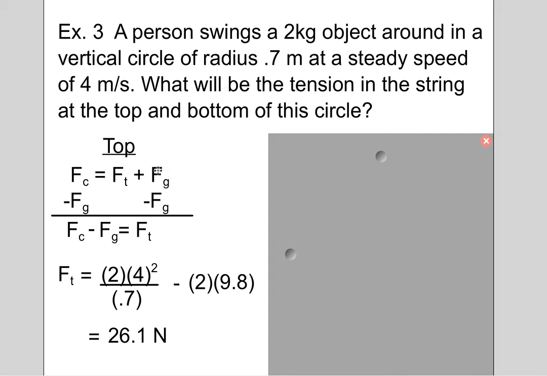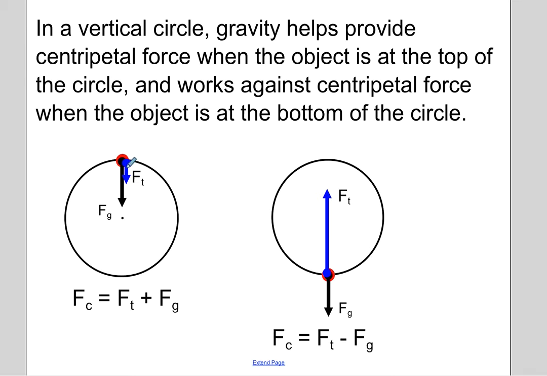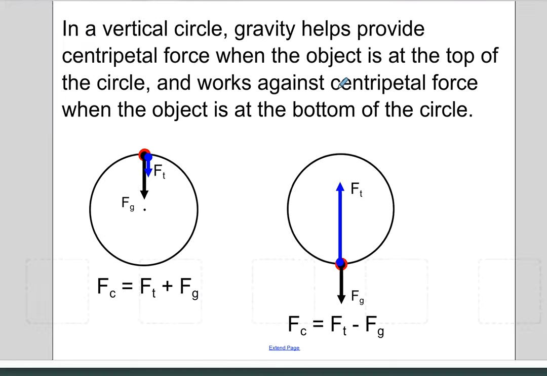By the way, before I forget to say it, if you have ever tried rotating something on a string in a vertical circle, you may notice that when it's at the top, you'll feel less pull in the string than you do at the bottom. At the top, you feel less tension because gravity is helping you make the circle. At the bottom, you need to pull harder on the string because gravity is working against you. So that's something you can test out for yourself.